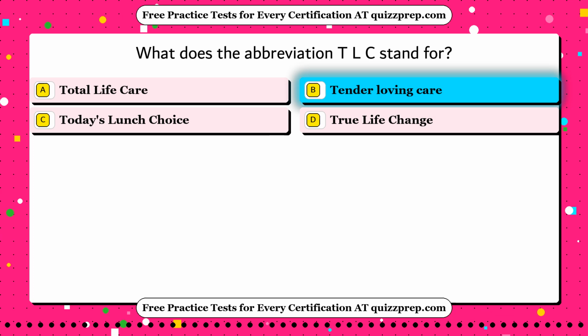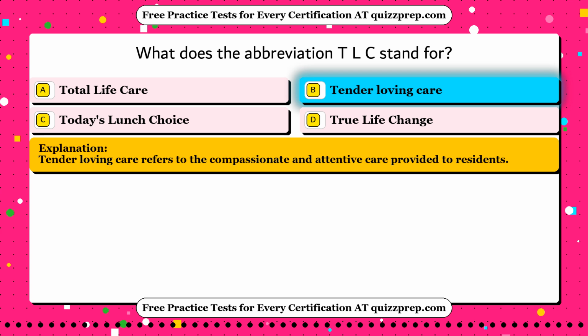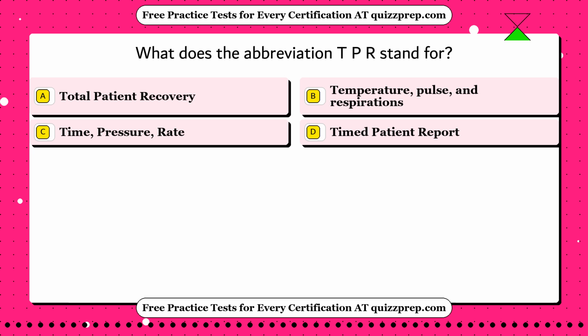The correct answer is option B, tender loving care. Tender loving care refers to the compassionate and attentive care provided to residents. Question 122. What does the abbreviation TPR stand for?